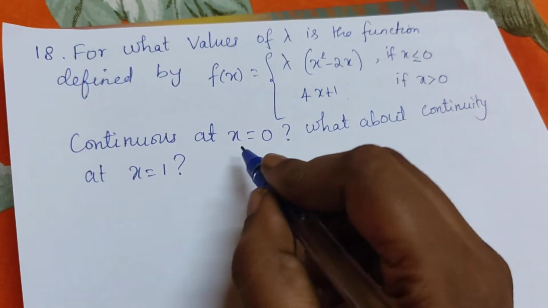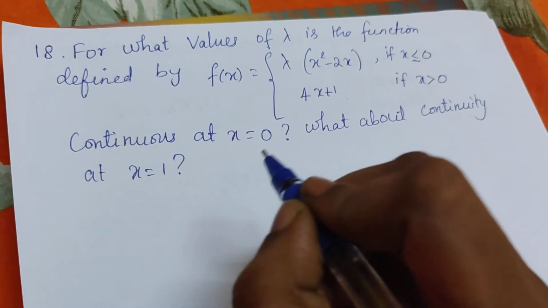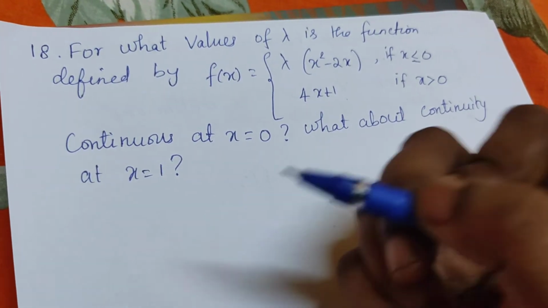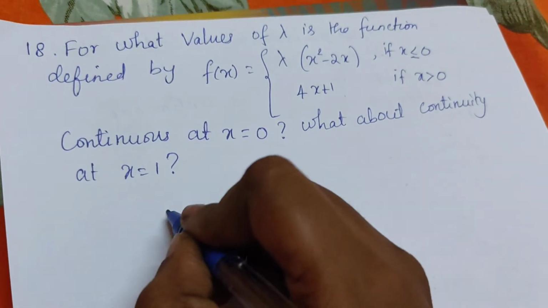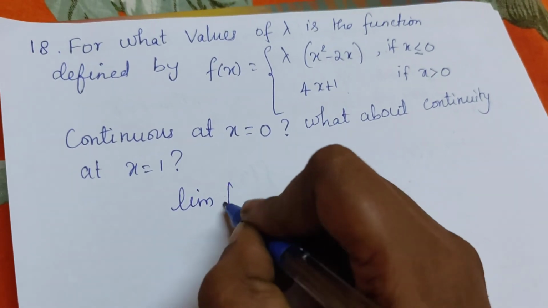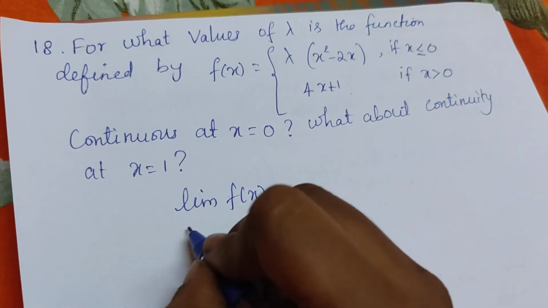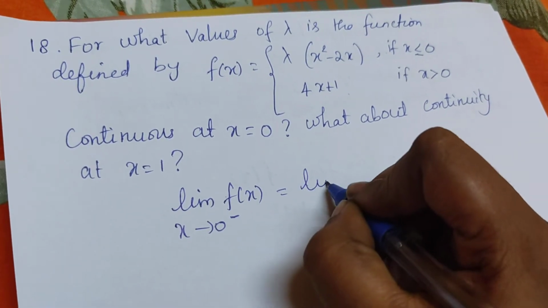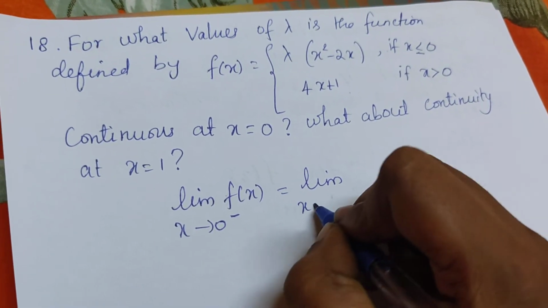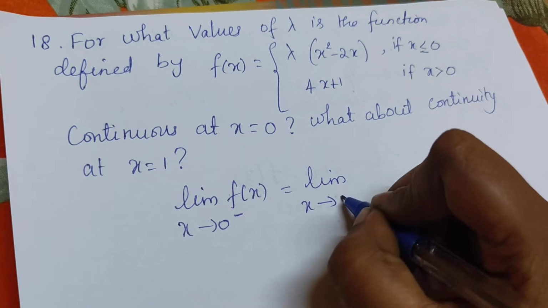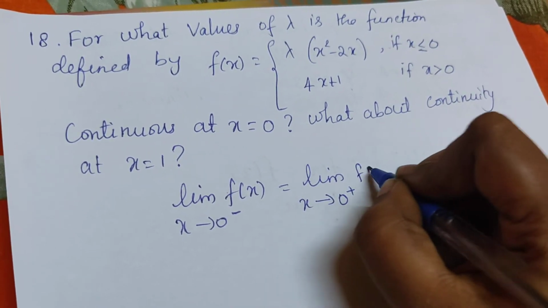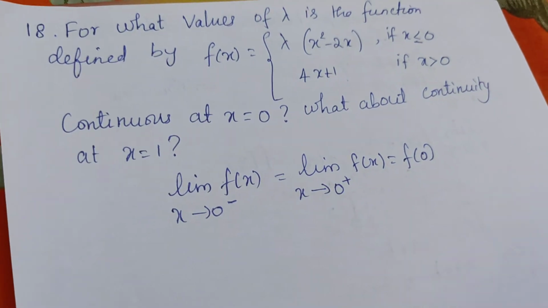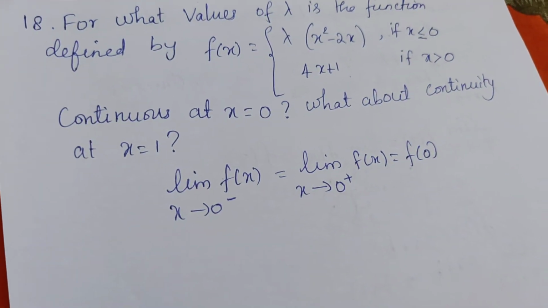Now, to say a function is continuous at 0, the left hand limit, right hand limit and the functional value should be equal. I will write it now. Limit of the function as x tends to 0 from left hand neighborhood equals the limit of the function as x tends to 0 from right hand neighborhood equals the functional value. So in this case we can say the function is continuous at 0.